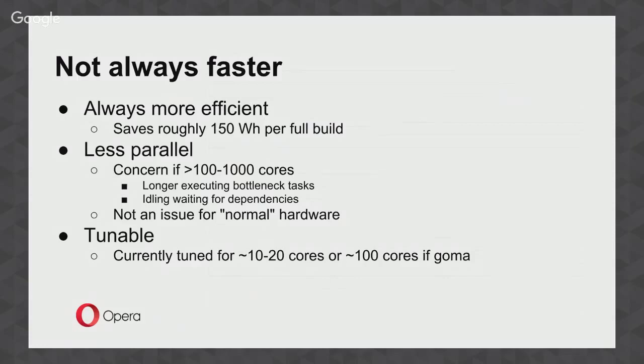And actually, sometimes jumbo isn't even faster. It's always more efficient. Some rough calculations on a napkin told me that we save about 150 watt hours per jumbo build, which is good, but it will not solve the climate change problem.